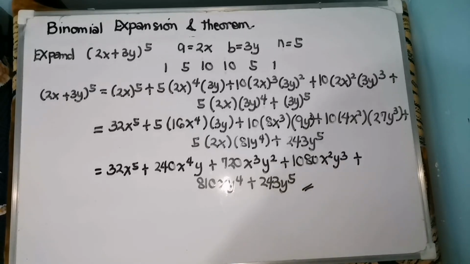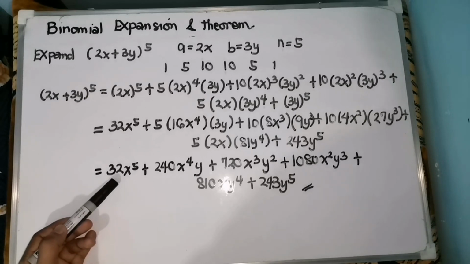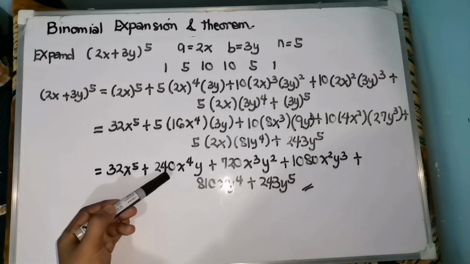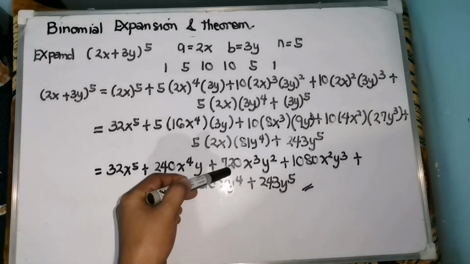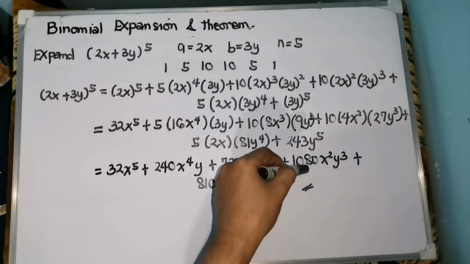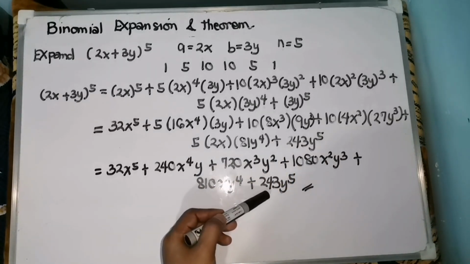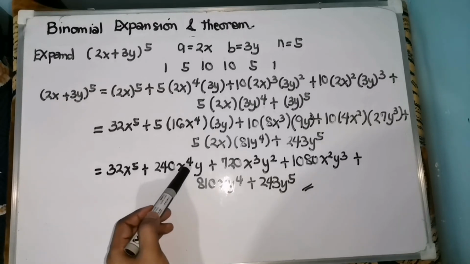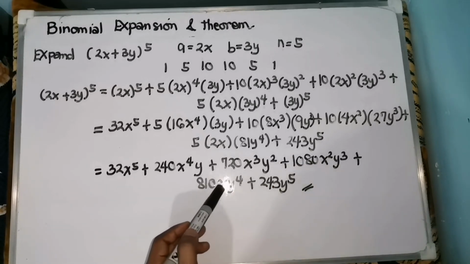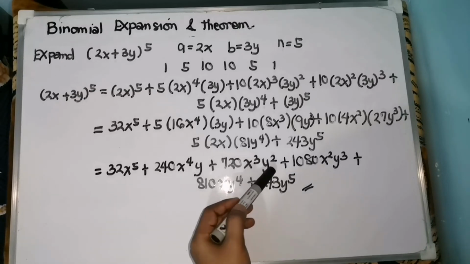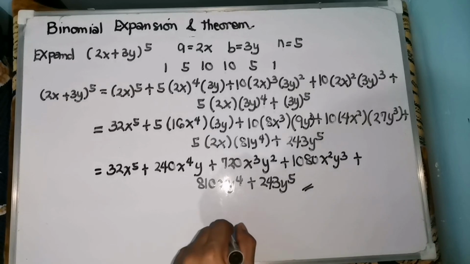So, just like earlier, I made a mistake here. I forgot the y squared. You have to be careful in writing the exponent and multiplying the coefficient raised to an exponent. So, let's double check our answer. You have here 32x to the 5th, 240x to the 4th y, 720x cubed y squared, 1080x squared y cubed, 810xy to the 4th, and 243y to the 5th. So, x to the 5th, x to the 4th, cubed, squared, x, 0, and y 0, y, y squared, y cubed, y to the 4th, and y to the 5th.